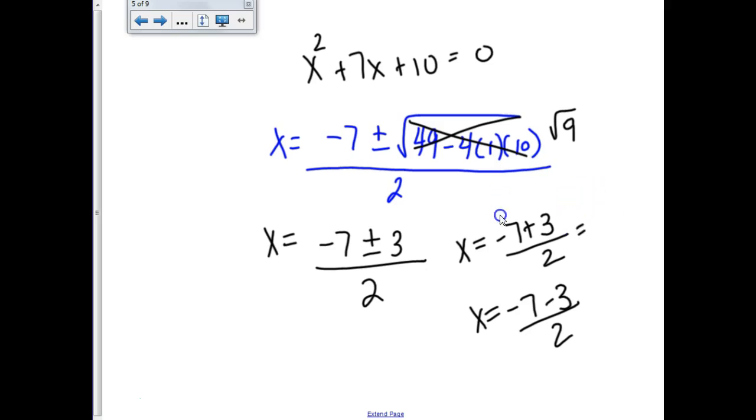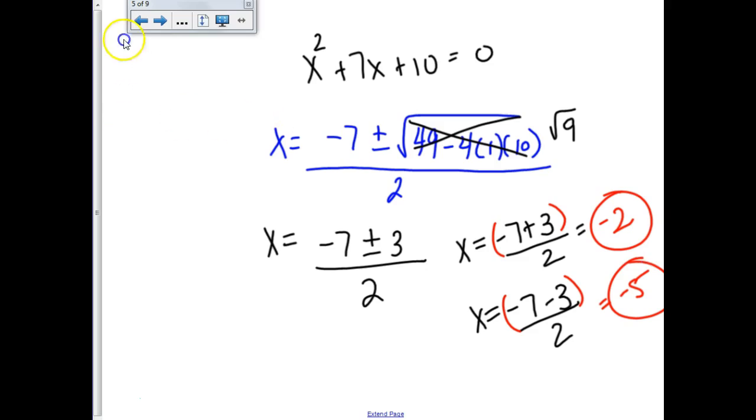If I did this on my calculator in one step, I just got to make sure I group my numerator in parentheses like this, but I think you guys can handle this in your head. Negative 7 plus 3 is negative 4, cut in half would be a negative 2. And negative 7 minus 3 is negative 10, cut in half is negative 5. So you will find the first few problems on your homework tonight in your bookwork, they simplify all the way down to integers or sometimes fractions, like this one did. So just fair warning on that guy.